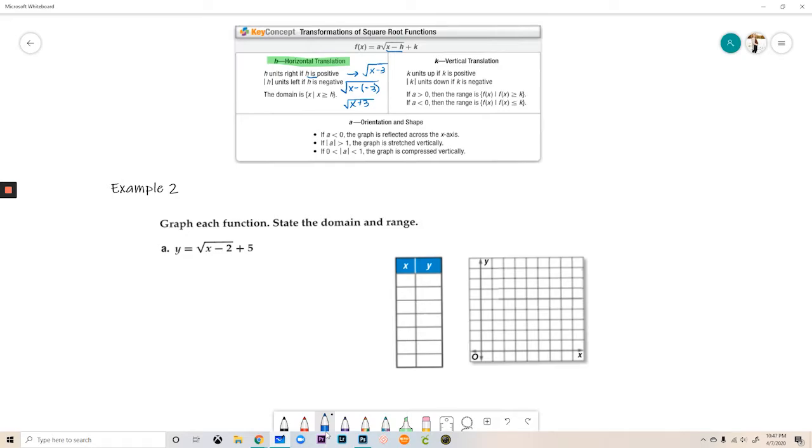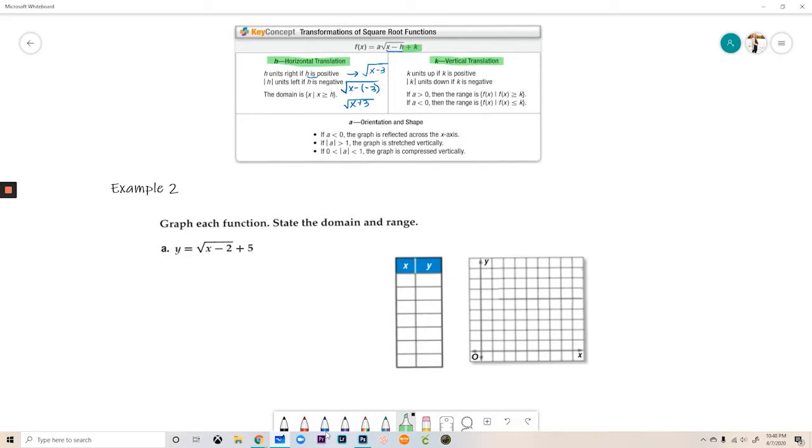A vertical shift happens when you've got a value being added to the outside. So outside of the radical, we have a positive k or a negative k, and whichever one it is determines if it's going to go up or down. So a positive k is going to shift the whole parent graph up, and a negative k is going to shift it down. If we're adding 5, it's going to move up 5. If we're subtracting 5, it's going to go down 5.